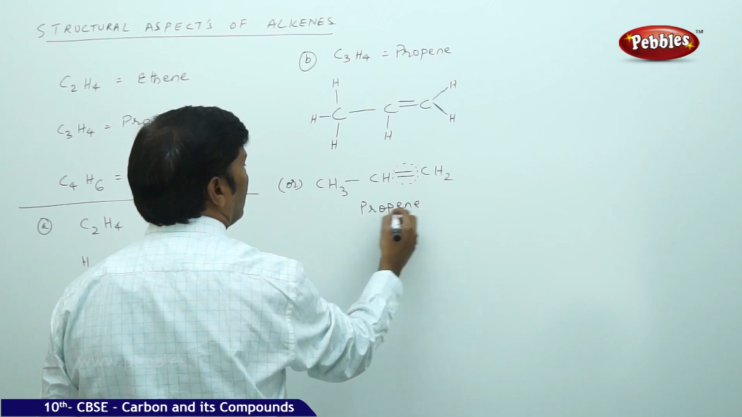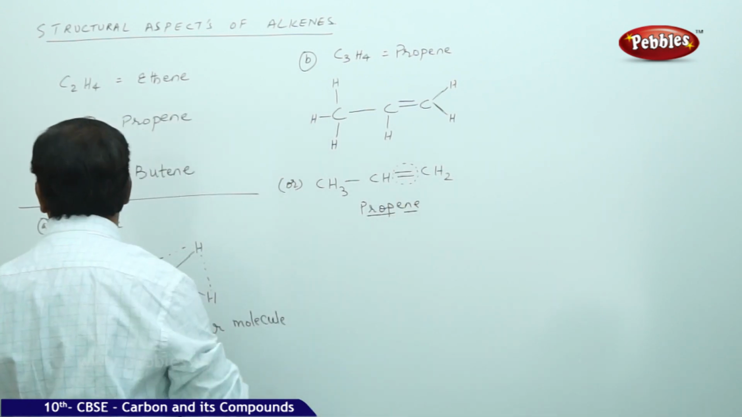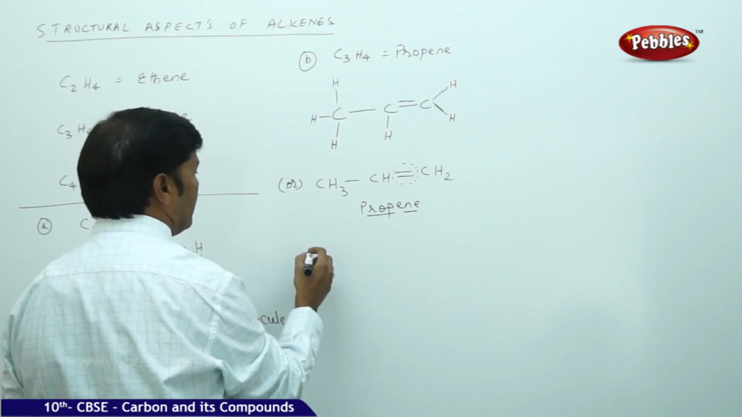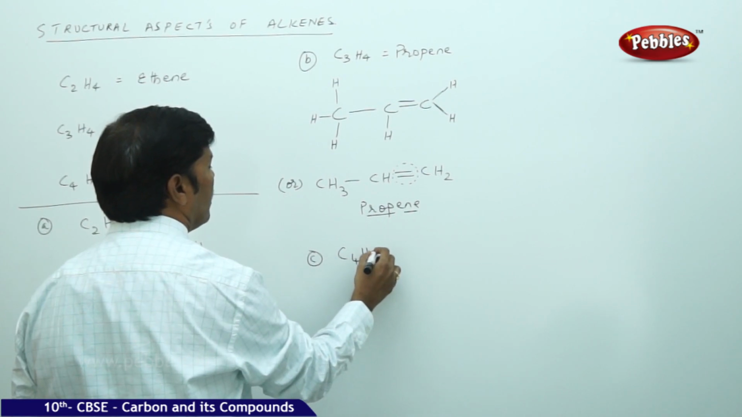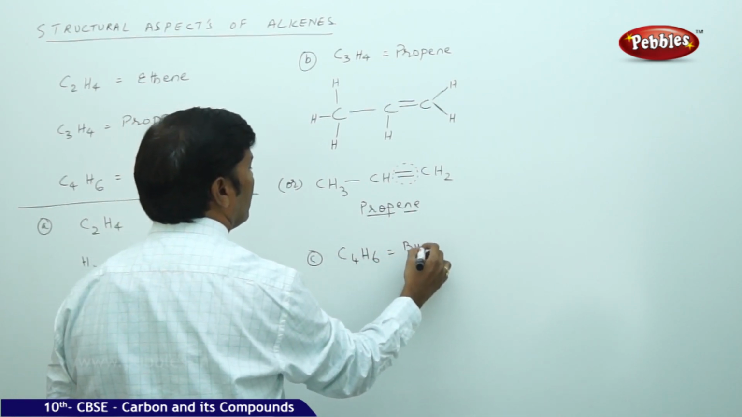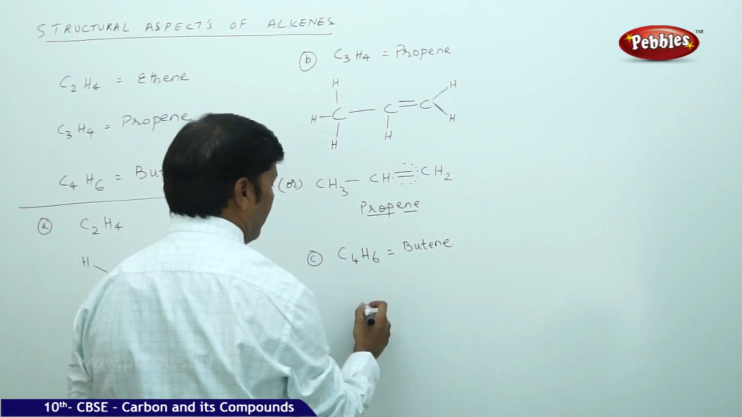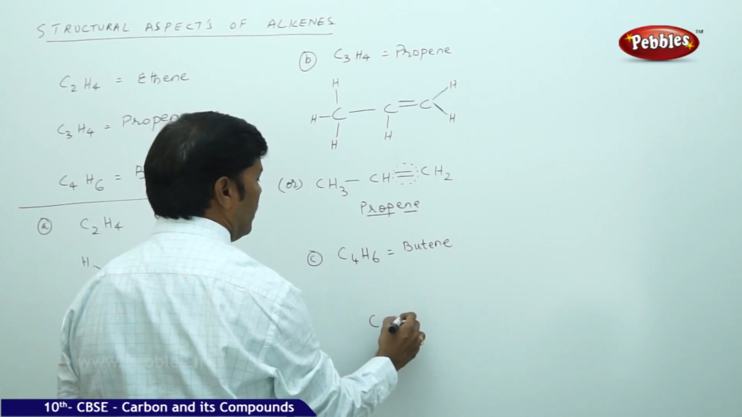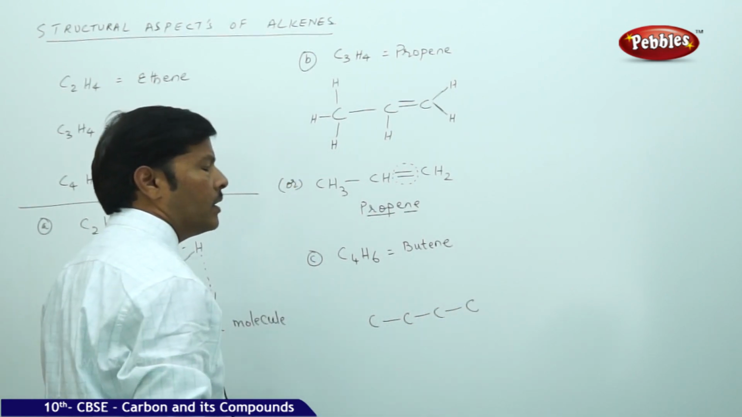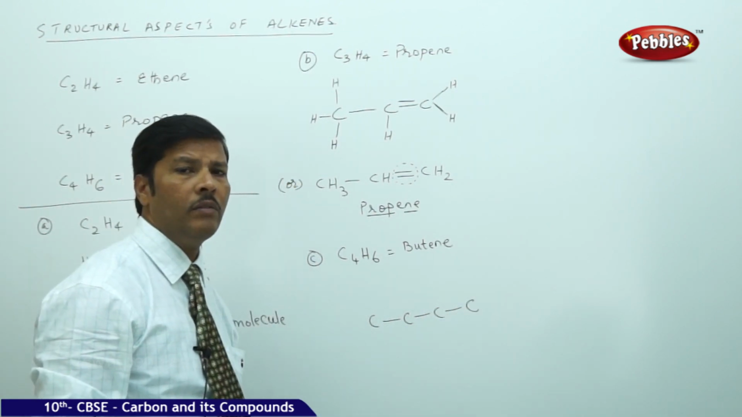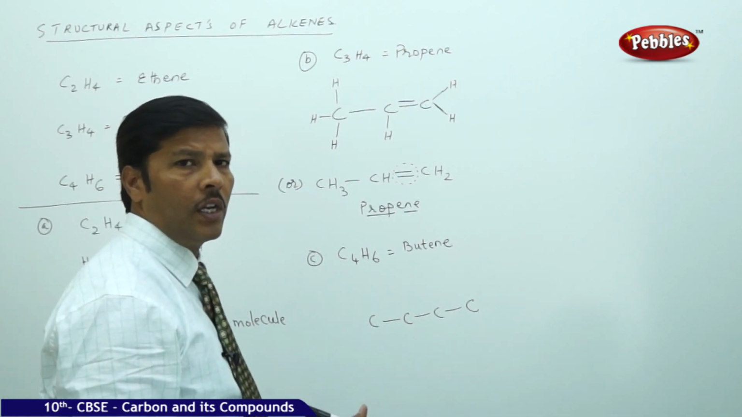Propene: 3 carbons, prop, double bond, ene. So that was propene. Go for the next case, that is butene. C4H8 is butene. If it is butene, then you can take here 1, 2, 3, 4 carbons. Yes, it can give chain isomerism as well as positional isomerism.